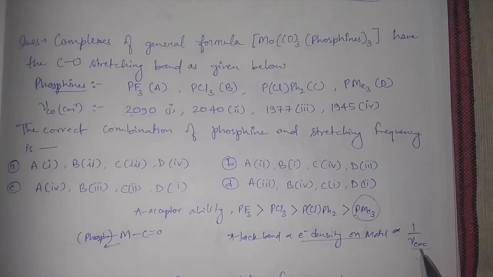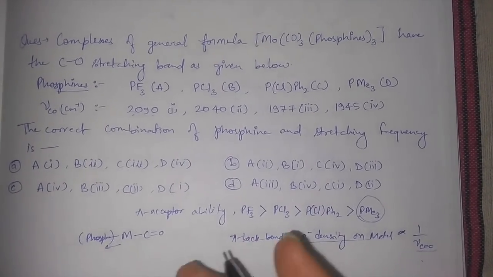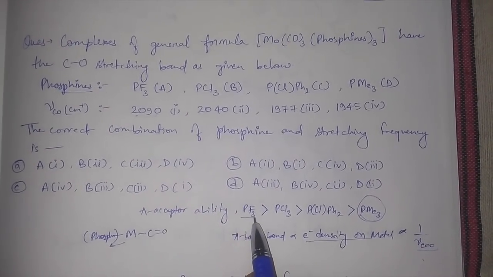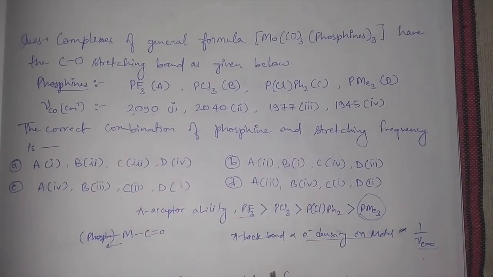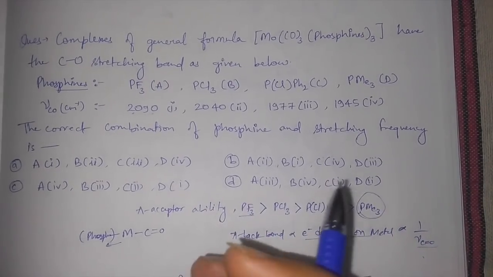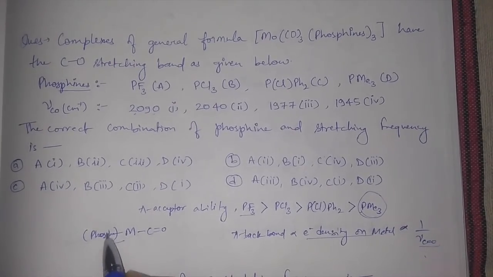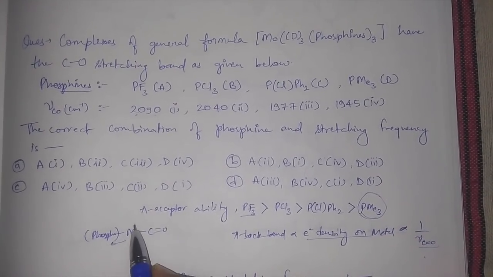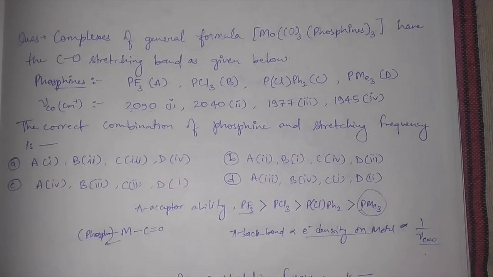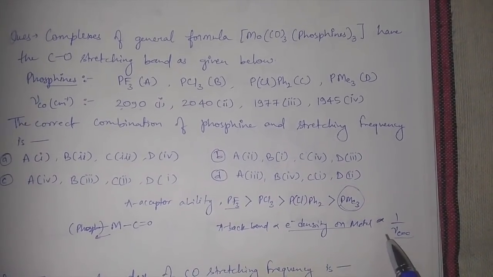So electron density less, frequency more. On the metal, electron density is less. I will just repeat once again so that you can understand it once again. See, if the pi acceptor ability is more, if it is accepting electrons more than the other phosphines, then they will make electron density less on the metal. So PF3 over here at the place of phosphine will accept more pi electrons and will make this metal electron deficient, or I would say less electron density will be there. And with less electron density on the metal, the frequency will be high.